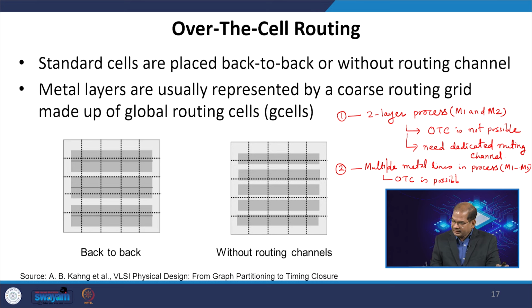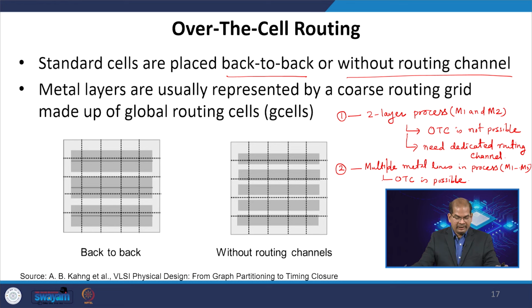So, what does that imply? We do not need any kind of routing channel. When it is possible, when the standard cells are placed back to back without a routing channel, we can go for over the cell routing.